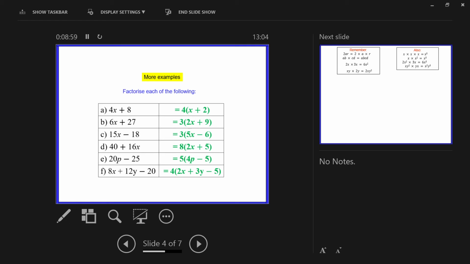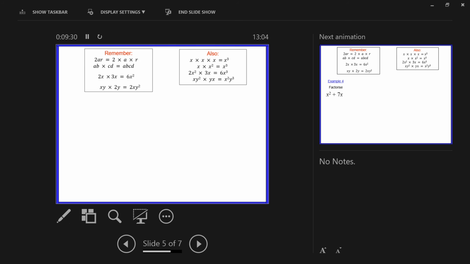So far, we've been taking out a number as a common factor. It can also be that you have to take out a variable. Like 2x plus 3y, that's one term. No, there's a plus. 2x is a term, 3y is a term, minus 5 is a term. Right, now it could also be that you have to take out a variable. The top part, I'm not going to go through that. It's just reminding you.